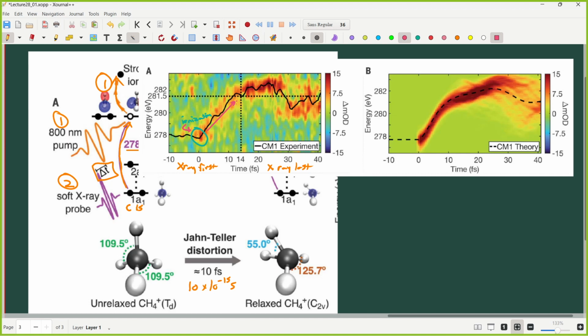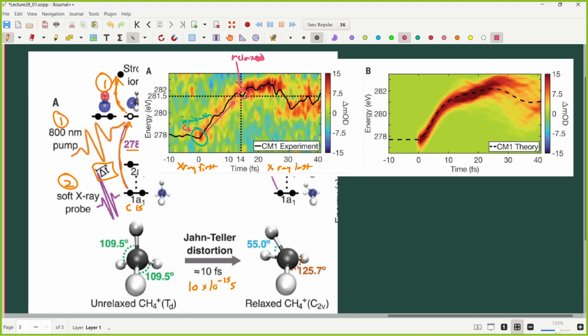And as you can see, the energy of that absorption increases until it plateaus at around 14 femtoseconds. Right? And this is indicative of the relaxed structure. So what have they measured here? Well, they've measured that once you remove that electron, it takes exactly 14 femtoseconds for the methane cation to reisomerize to its final structure.